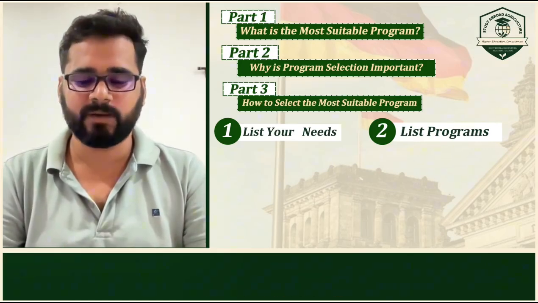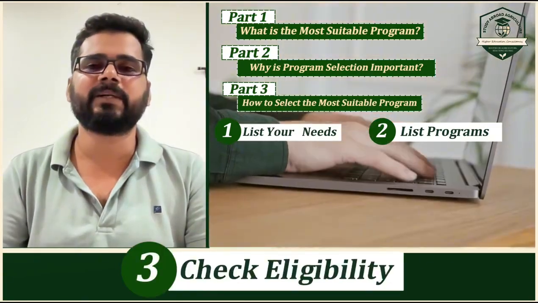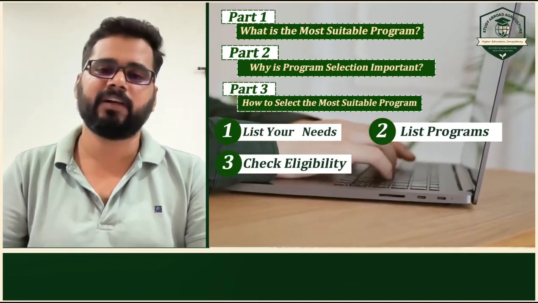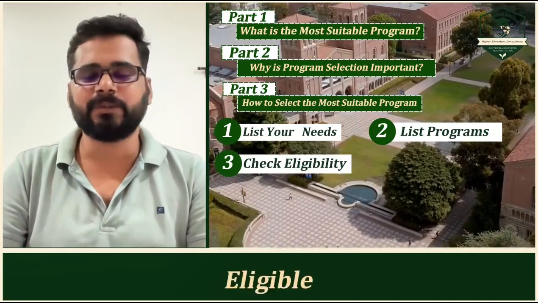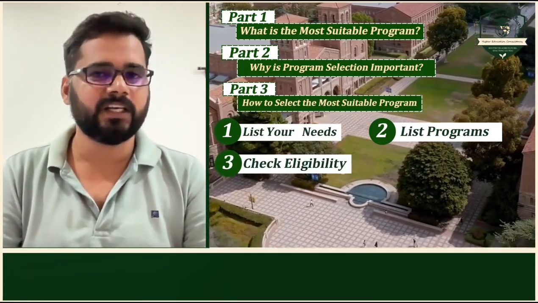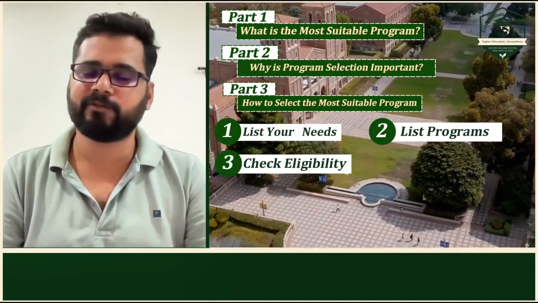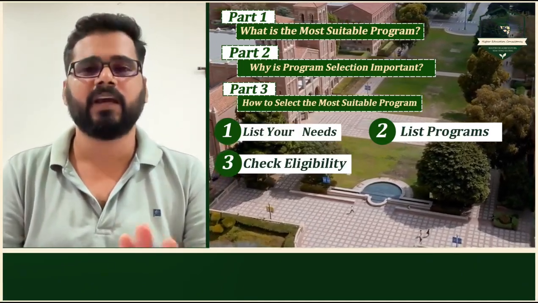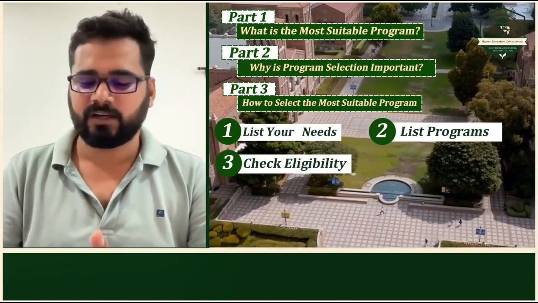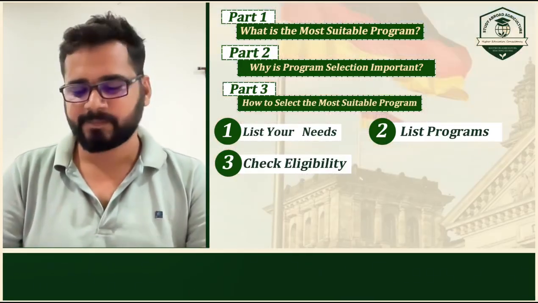Go for those programs, and after listing them out, now check your eligibility status. If you are fulfilling the eligibility criteria, put this program in a different list and name it the eligible program list. And where you are not fulfilling the eligibility criteria, leave that program, because eventually you are going to get rejected. So don't waste time and money on these programs. Just go for those programs which you have listed as eligible programs.